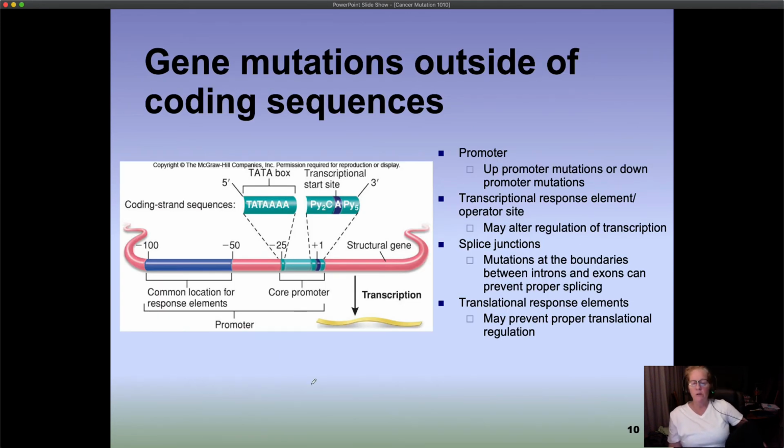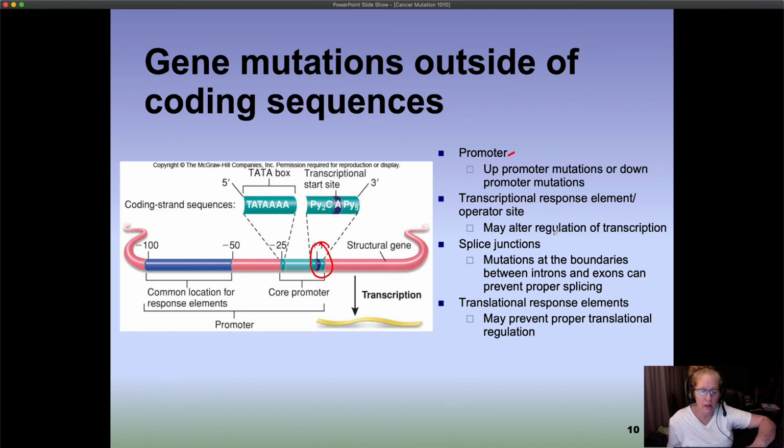Now, what about mutations outside of the actual gene sequence? There are mutations that occur in the promoter region or in the core promoter. If we have a mutation that occurs in the promoter, this is called an up promoter or down promoter, we can increase or decrease activation of that particular gene. Sometimes there can be the transcriptional response element, also known as the operator site, which is pretty much right in here. This can alter how the gene is actually regulated, when it's turned on, when it's turned off. It can make it harder to turn it on or easier to turn it on.